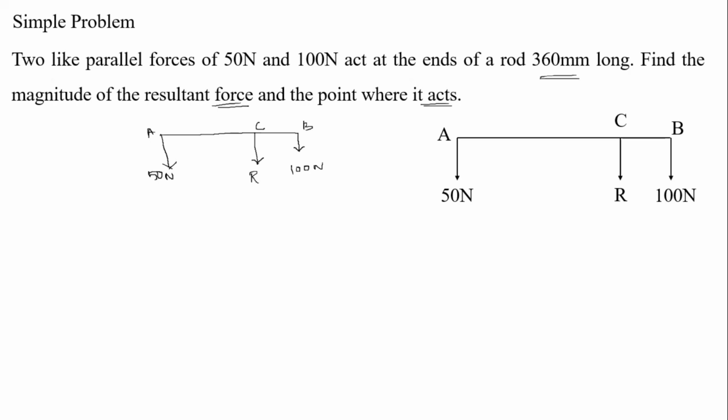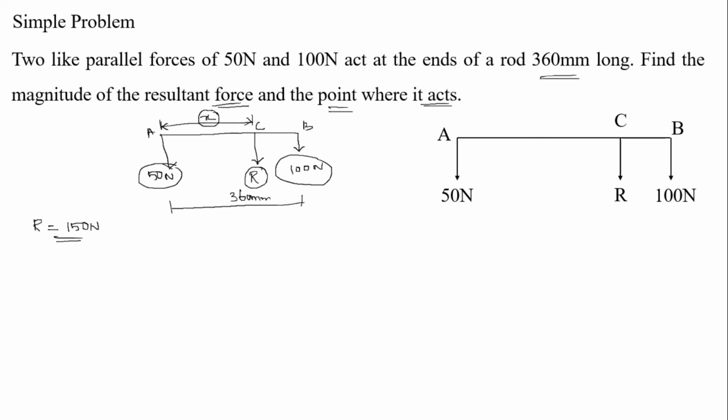The distance between A and B is equal to 360 mm, and now we want to calculate the magnitude of the resultant R and the point where it acts. From A we assume the distance between A and C is equal to x. This x we have to find. First we have to find the resultant force R. So, R is equal to the sum of this 50 Newton and this 100 Newton, so 150 Newton. This is the magnitude of R, and now we want to find this x.